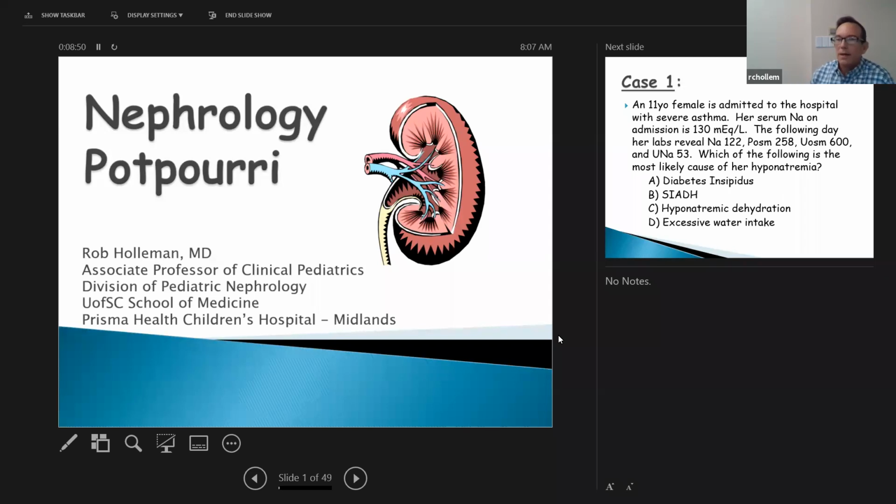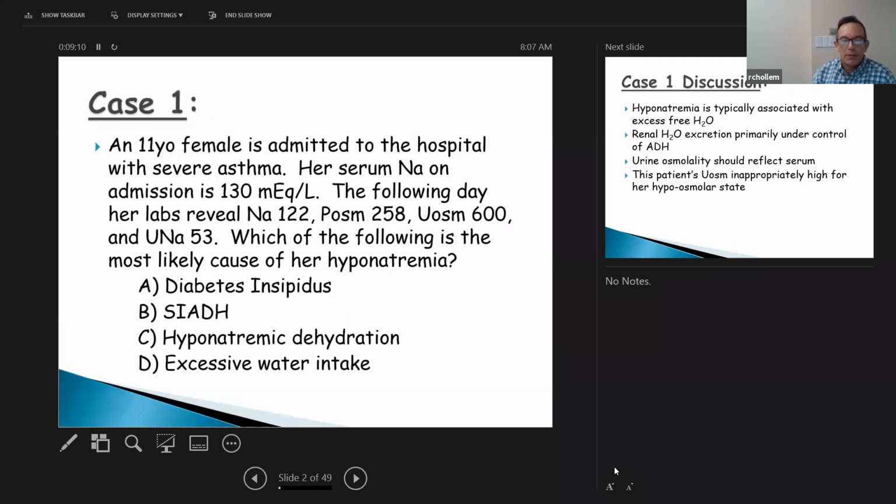Okay. So what I've put together is just a series of cases that we'll go through, each case followed by an explanation. Hopefully this is board worthy. I threw in a couple of extras from Stallworth's board review when he did nephrology, so a couple of these may be familiar. But they'll hopefully run the gamut of everything nephrology.